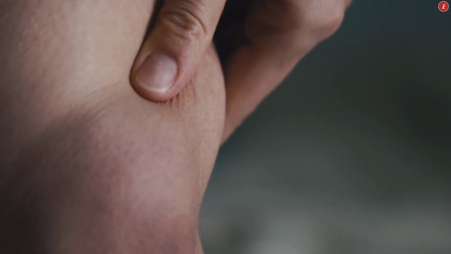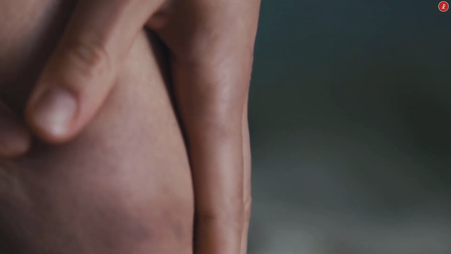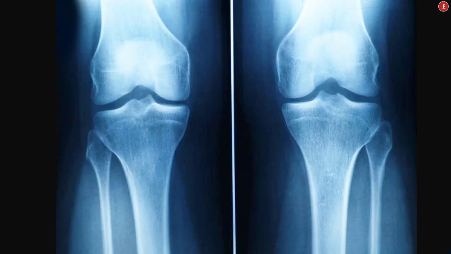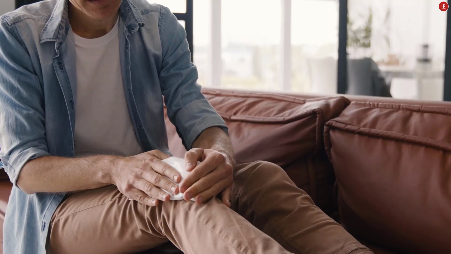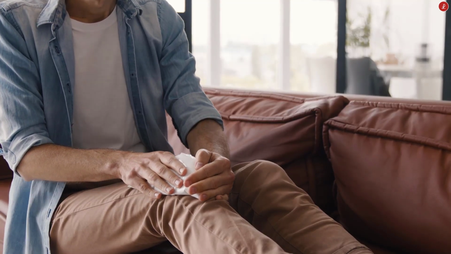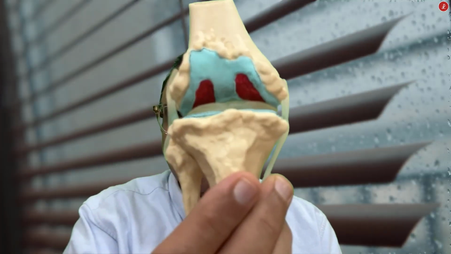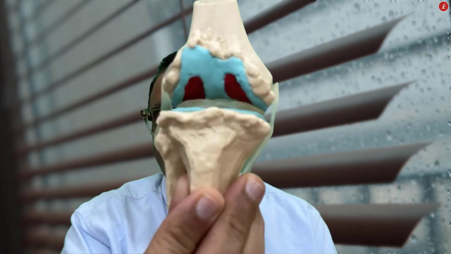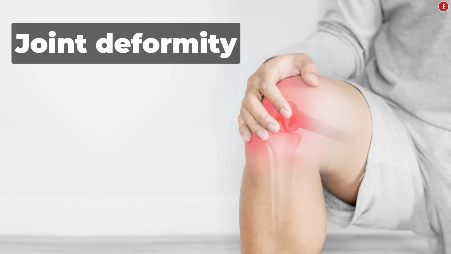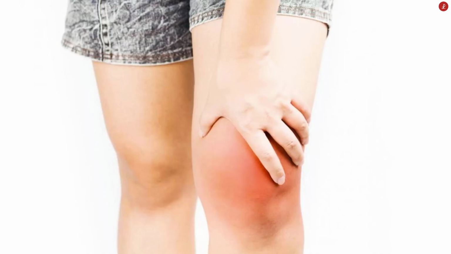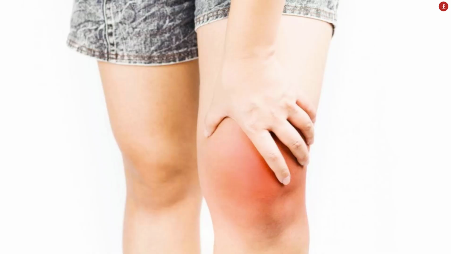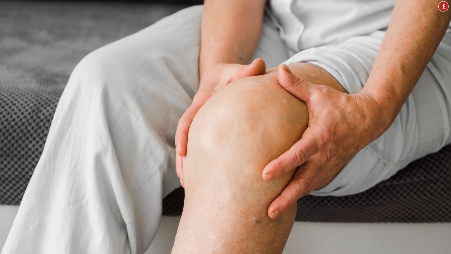In the severe stage of knee osteoarthritis, there is extensive loss of cartilage resulting in bone-on-bone contact in the joint. This leads to intense and constant pain even at rest. This is how it looks in the severe stage, and the bone is rubbing on each other. Joint deformity may develop, and the knee may appear swollen and misaligned too. Mobility is greatly impaired, making it challenging to perform even simple movements.